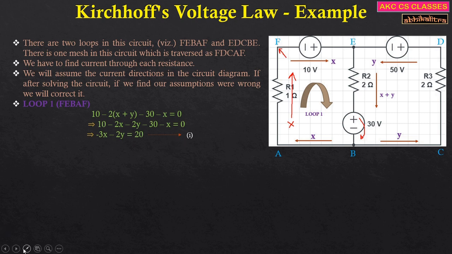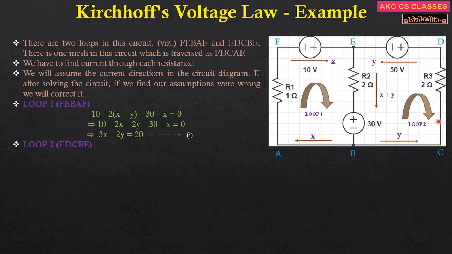So now we'll take loop 2. We will take this particular loop EDCBE. So this is also our direction of movement. So the direction of movement is EDCBE, right? Start with E junction. When we start with E junction, we try to reach D, and we encounter a voltage source. We are moving from negative plate to a positive plate. That means there will be a rise in potential at point D. So the rise of potential value will be plus 50 over here, right?